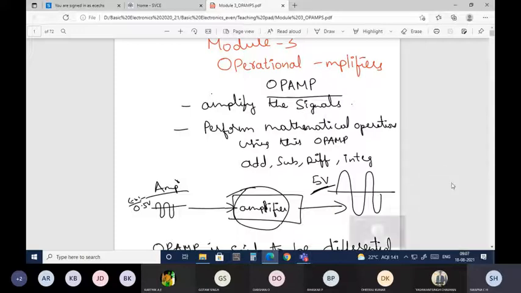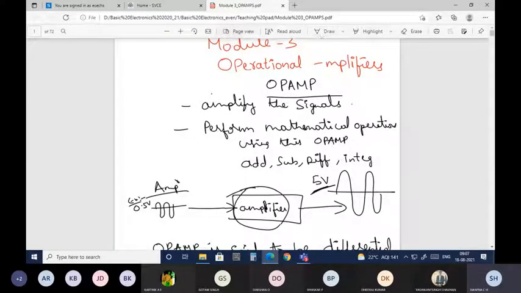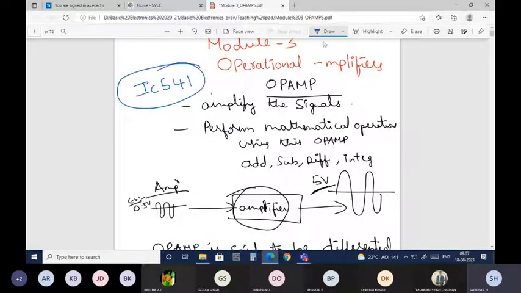Operational amplifiers. So an op-amp is an amplifier circuit. It is available in the form of an IC as well. It is nothing but IC 741. IC 741 is the practical IC that is available in the form of an op-amp. So op-amp.